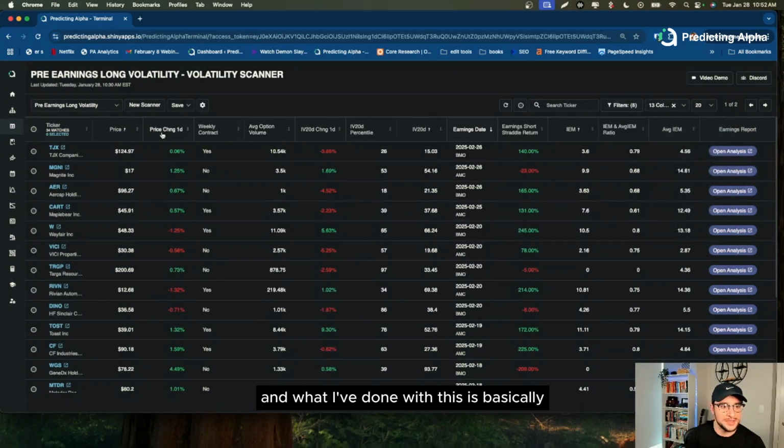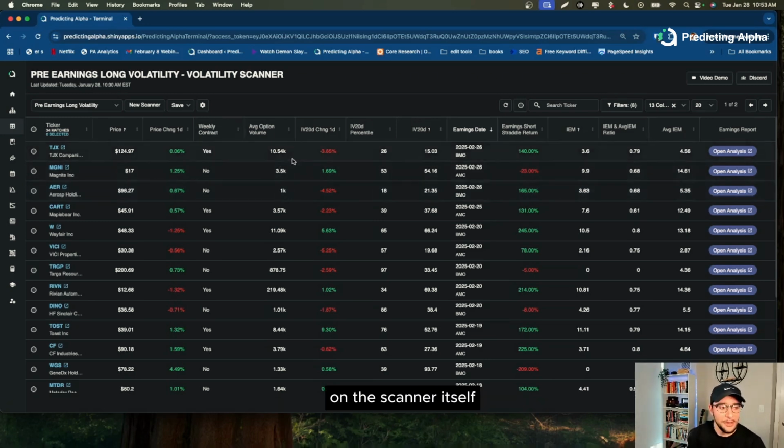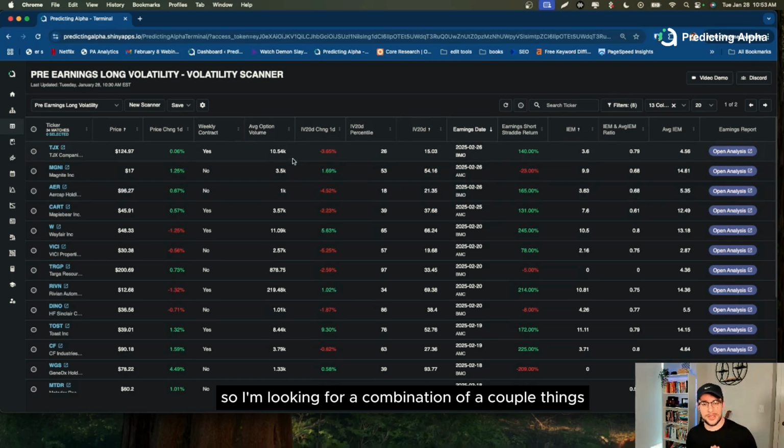And what I've done with this is basically all the data points that I really would want to see in order to make a decision. I actually very rarely need to open the earnings report here because pretty much everything I need to see is right here on the scanner itself. So I'm looking for a combination of a couple things.